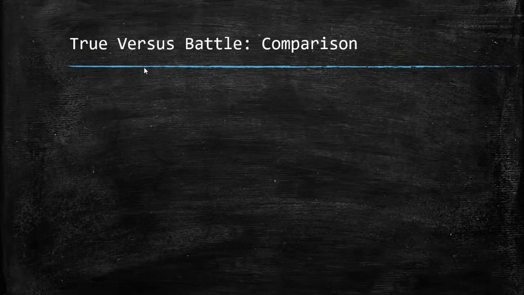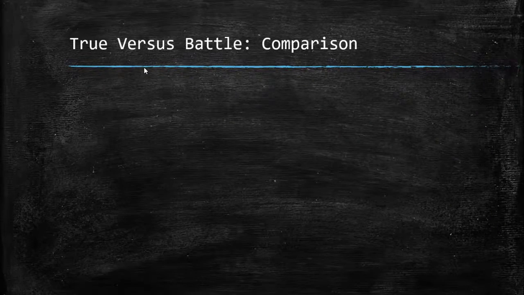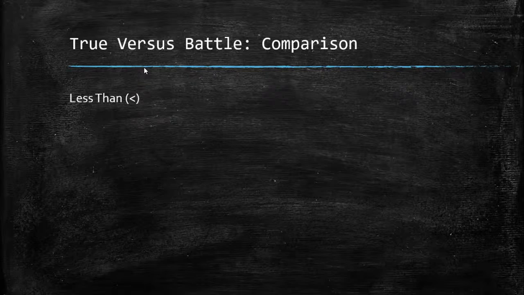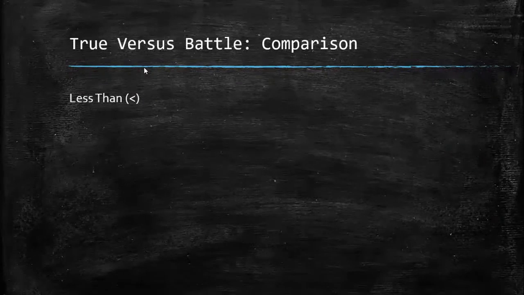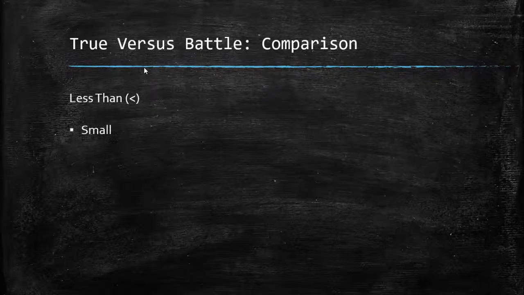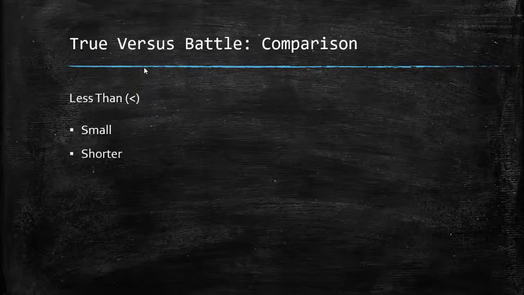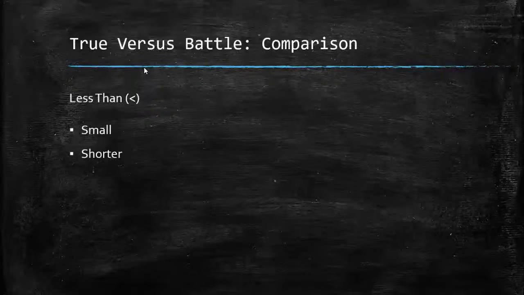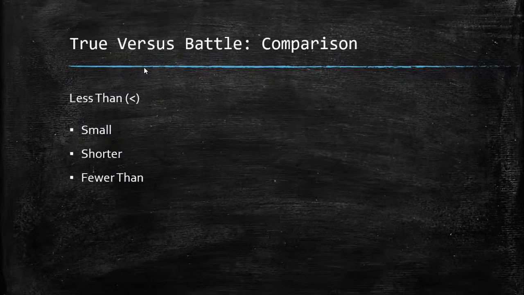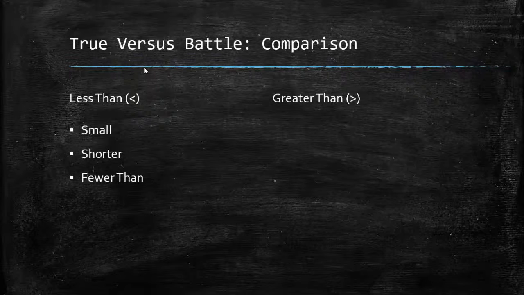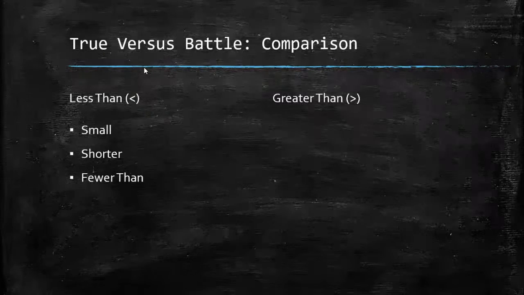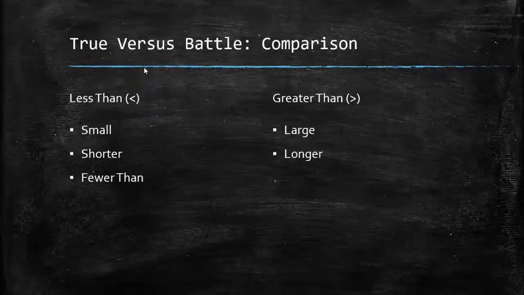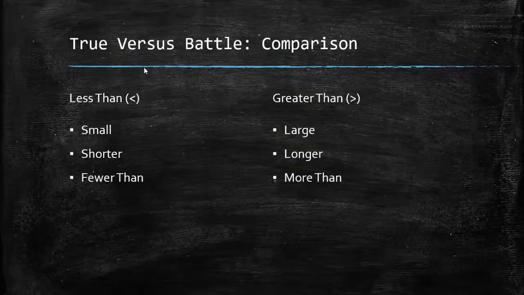Comparison. Less than can be described in a few words, such as small, shorter, as well as fewer than. Greater than can be described in a few words, such as large, longer, or more than.